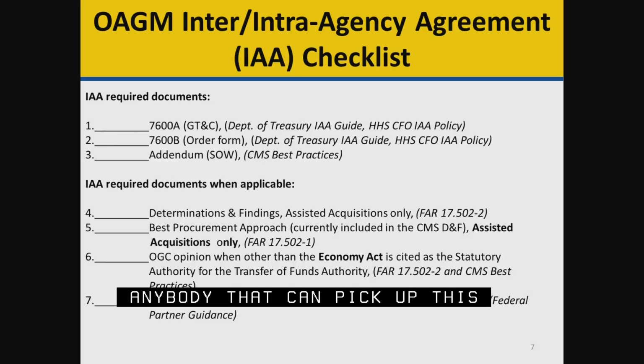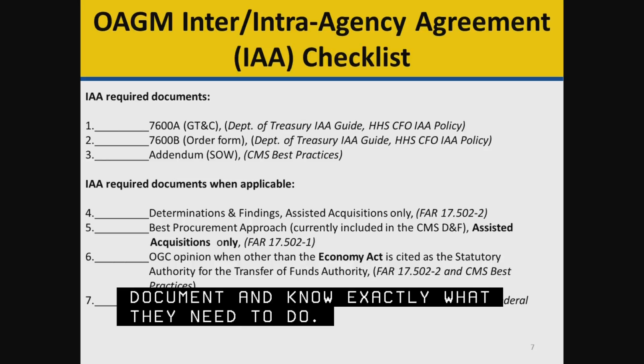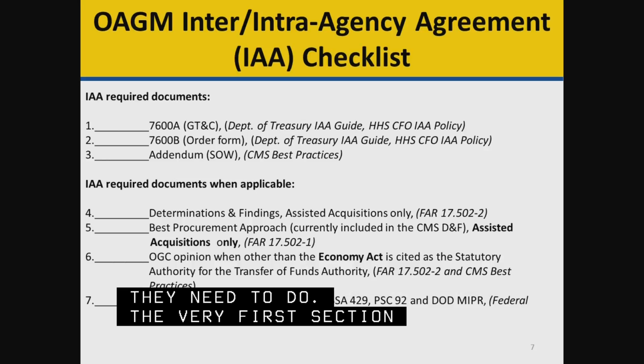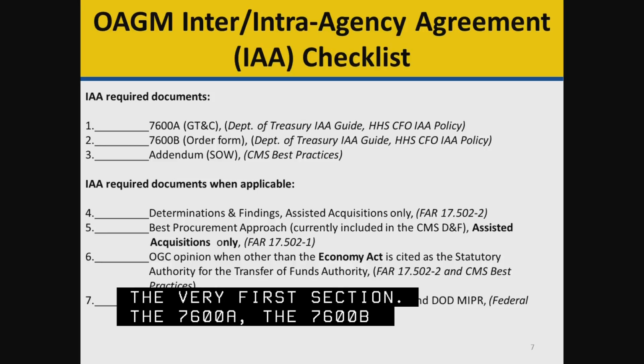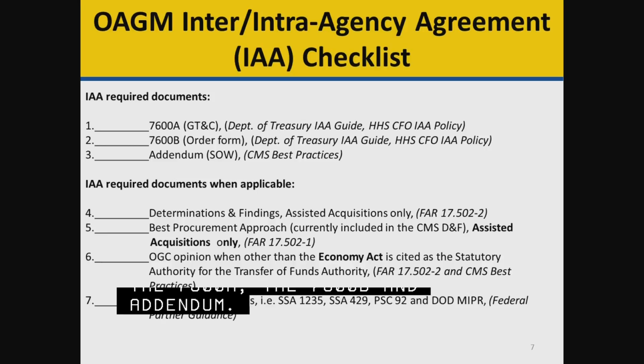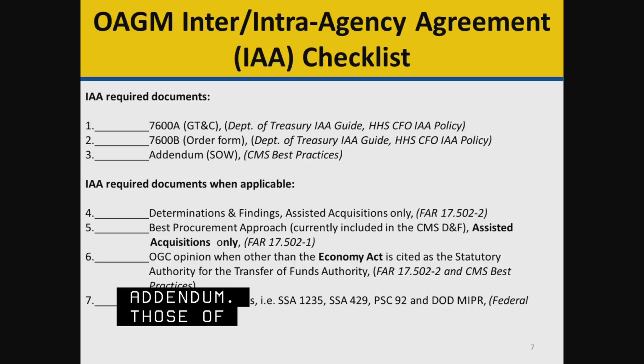So the very first section is the IA required documents. And as you all know, the main 3 documents that we need for IAs are the 7600A, the 7600B, and the addendum. Those are the 3 main documents that, in most cases, 95% of the time, you will need. So if anybody ever asks you, what documents do I need to start my IA, those are the 3 main ones.